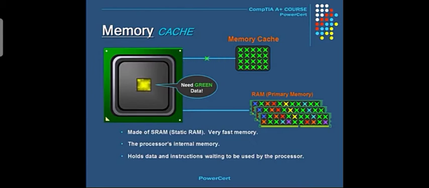Because when the CPU needs to access certain data, it always checks the faster cache memory first to see if the data it needs is there. And if it's not, then the CPU will have to go back to the slower primary memory, or RAM, to find the data it needs. So that's why cache memory is so important, because if the CPU can access what it needs on the faster cache memory, then the faster the computer will perform.